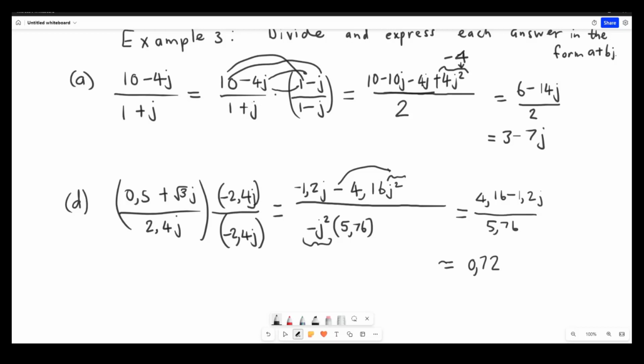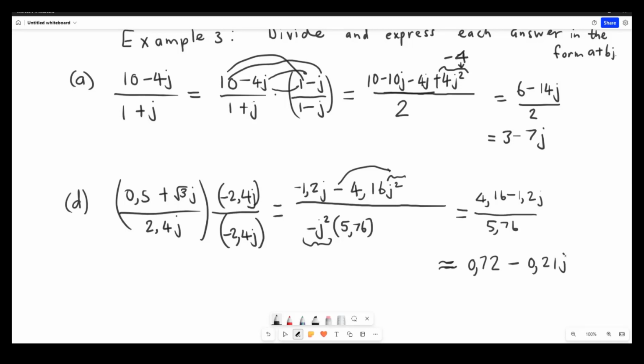nearly equal to, because I've rounded off, 0.72 minus 1.2 divided by 5.76, and I get about 0.21 j. I don't know how the book's answer will look now, guys. 0.21 j. Okay. All right. Let me just see the book's answer. I hope you guys know what I did there.